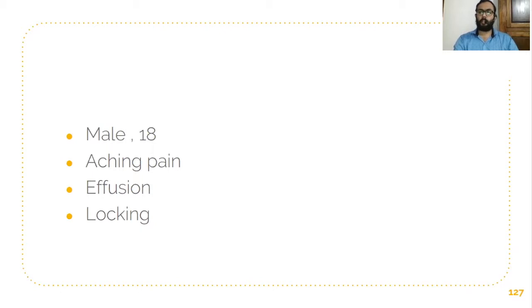Locking means absence of extension. Extension is arrested. The last 30 to 40 degrees of extension is absent due to locking. That is the symptom. Locking, the word meaning in knee joint, means absence of extension. The last final extension is arrested due to this loose body. It may also occur in meniscal tear, mainly bucket handle tear.